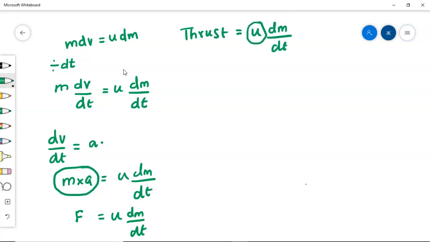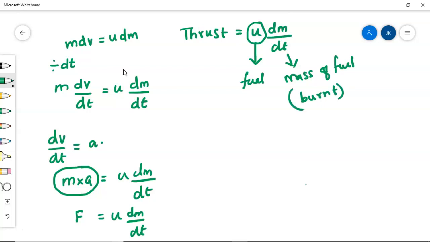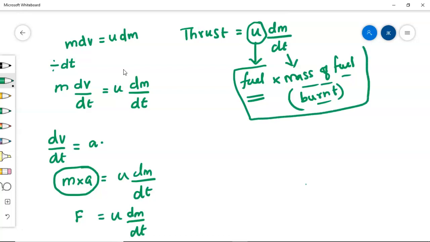So this u is the speed of the fuel, and dm by dt is the mass of fuel being burnt every second, which is constant. So this will give the thrust for the rocket. Which one? The speed of the fuel and the mass of fuel burned will give the thrust for the rocket. So F is equal to u dm by dt.